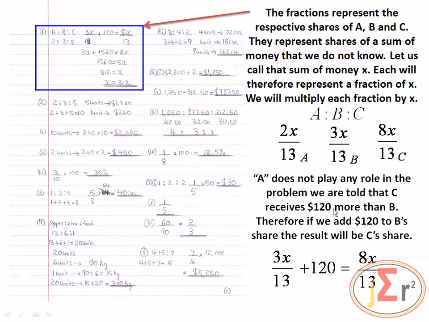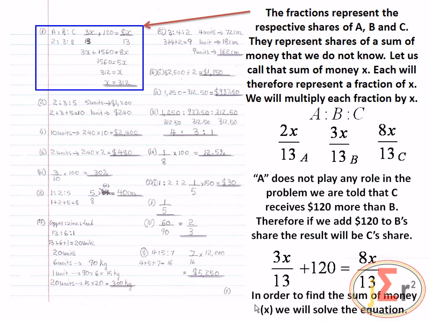And look at this now. C receives more than B. C receives more than B. Therefore, you will have to add a certain amount to B's share in order that you may get the share of C. And that is what we have done right here.